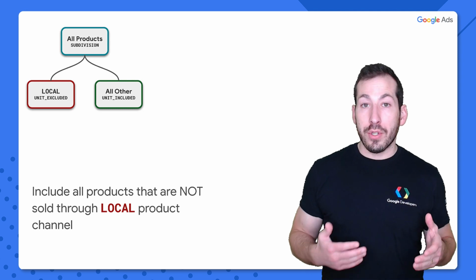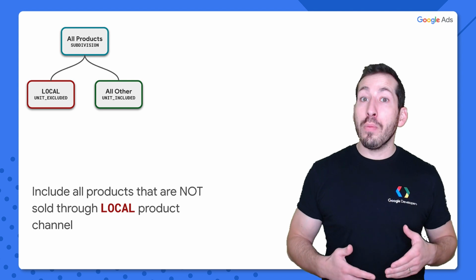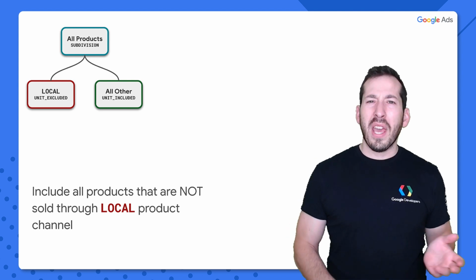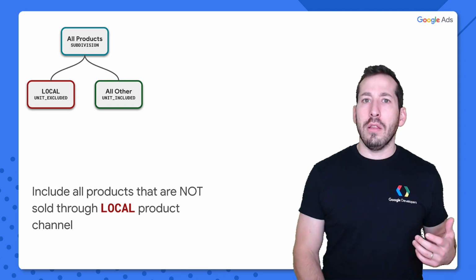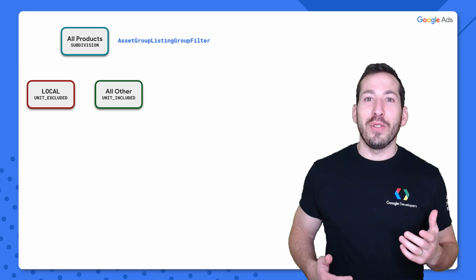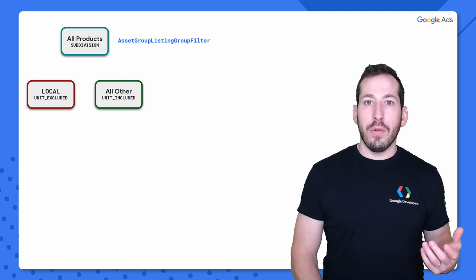All right, so let's make this a little more complex by adding one more level to our tree. And now what this tree is saying is include all products in my asset group that are not sold through the local sales channel. Okay, that's great, but let's break that down a little bit further. Each one of these nodes is an asset group listing group filter in the Google Ads API. Let's go through some of the properties of those nodes.